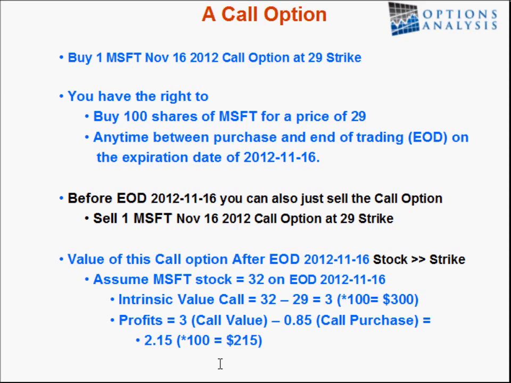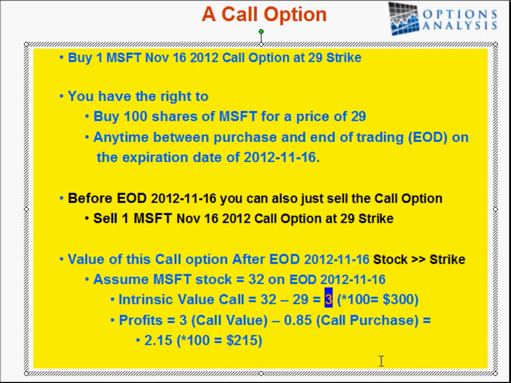The first is what happens when the stock price is much higher than the strike price. Let's assume Microsoft will end at 32 on November 16th, at the end of the day. We can buy Microsoft at 29, which means that we could immediately turn around and sell it for 32 and make a profit of 3 points. Since we have 100 shares, we make a profit of $300.